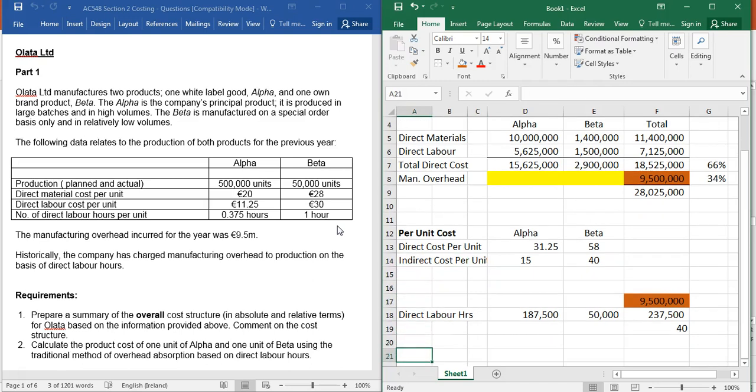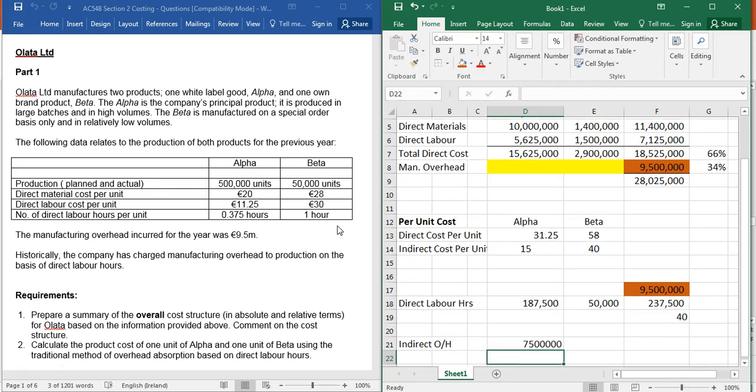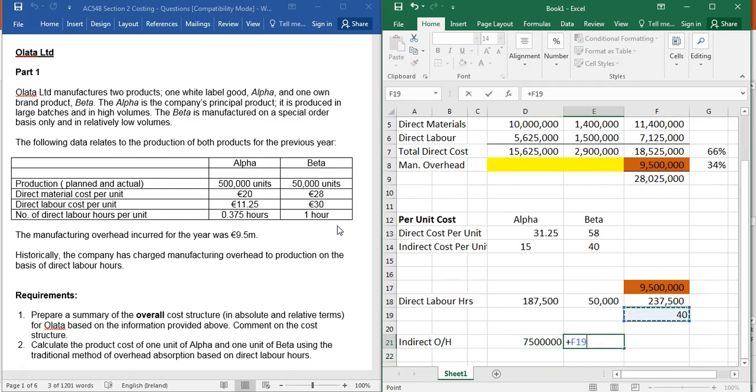Other students may do it the total way. So for example, they will say the indirect overhead will be 40 times 187,500 for alpha in total, and it will be 40 times 50,000 for beta. So you'll notice here that by allocating all the hours out, we've also allocated out the full 9.5 million.